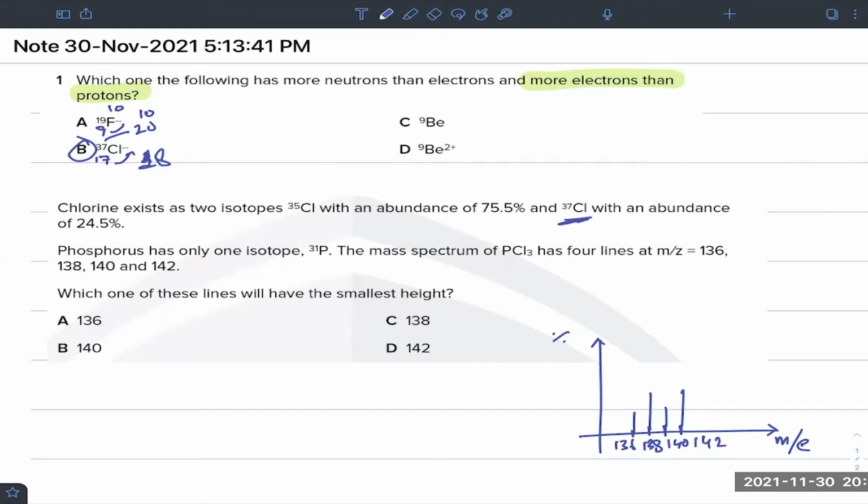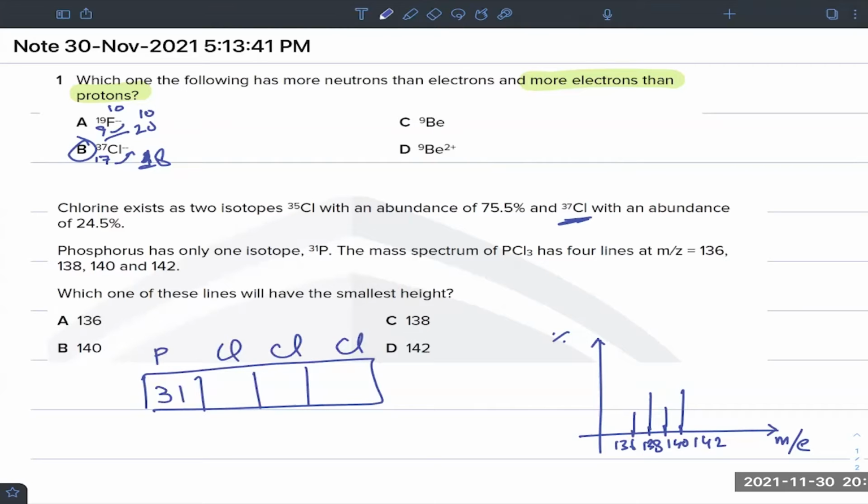Sure. So why do you get these lines? These numbers are basically the mass of whatever species you're checking. So they're saying it's 136, 138, 140, and 142. How come you're getting these numbers? So 136 you'll get. So you have PCl3. There are 4 atoms there: P, chlorine, chlorine, chlorine. The phosphorus one is always going to be 31. But chlorine can either be 35, or it can be 37. So which chlorine is least likely to occur? The 37 one is least likely to be in both of them. But taking all of them as 37 is the least probable one.